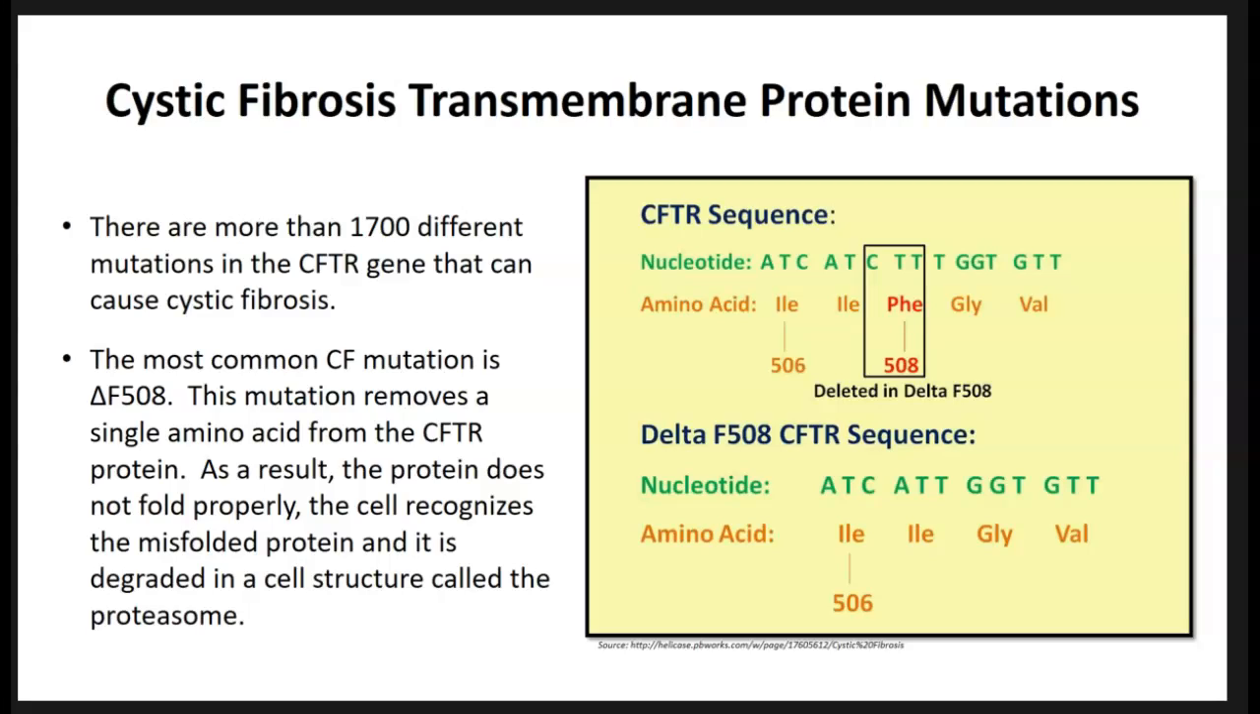Instead of being inserted in the cell membrane where it can regulate the flow of ions in and out of the cell, that protein becomes misfolded. And when it's misfolded, it gets shuttled to a garbage disposal system inside of the cell called the proteasome. The proteasome will degrade that misfolded protein, but also those cells won't have any functioning CFTR transmembrane ion channel.